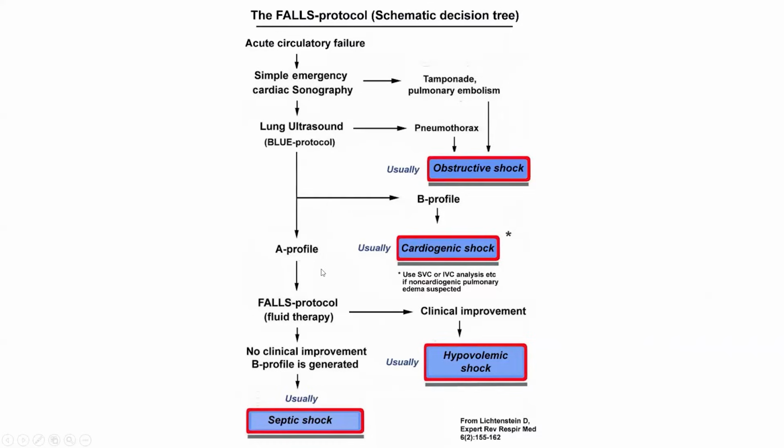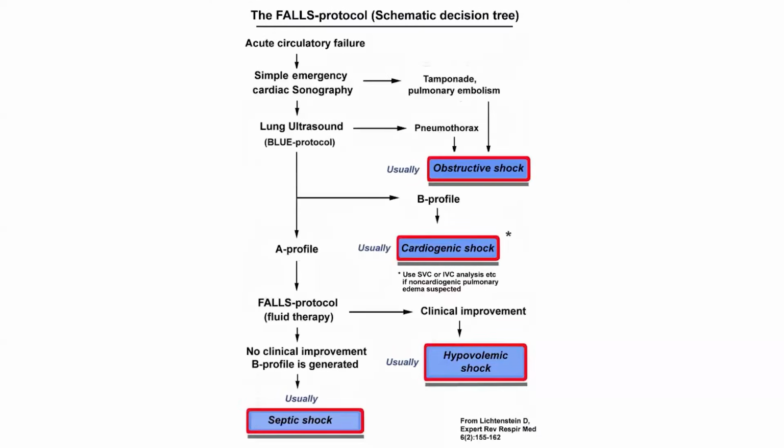If all of this is fine, it is A profile, you see your FALLS protocol, and then you see if the patient requires fluid. If the patient is improving on fluids, then this patient is in hypovolemic shock. If there is no improvement, you give fluids and B profile is generated, usually this patient has got septic shock. So by going through all of these various signs quickly in your patient, we can come to a quick diagnosis and hence start with the therapy. So I think that is where I end here for now.